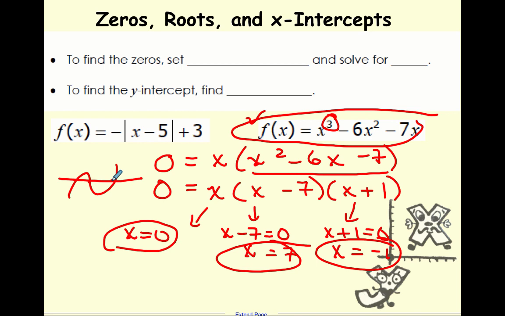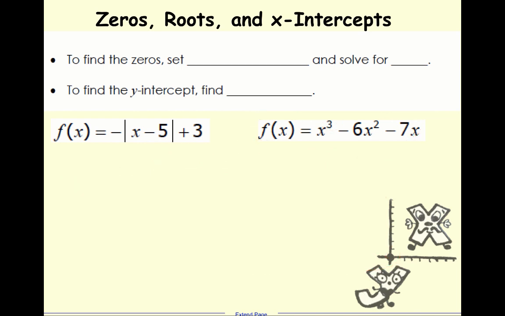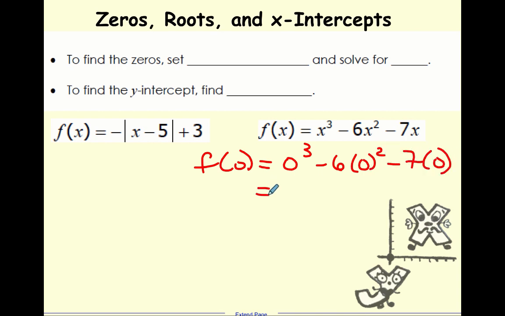Now let's go ahead and do the y-intercept. So for the y-intercept, we evaluate f of 0. So I got 0 cubed minus 6 times 0 squared minus 7 times 0. Well, 0 cubed is 0. 6 times 0 squared is 0, and 7 times 0 is 0, which evaluates to 0. So that means it's going to cross the y and x-axis simultaneously.